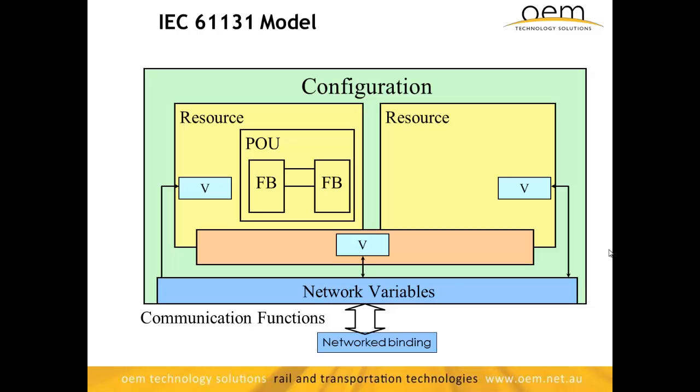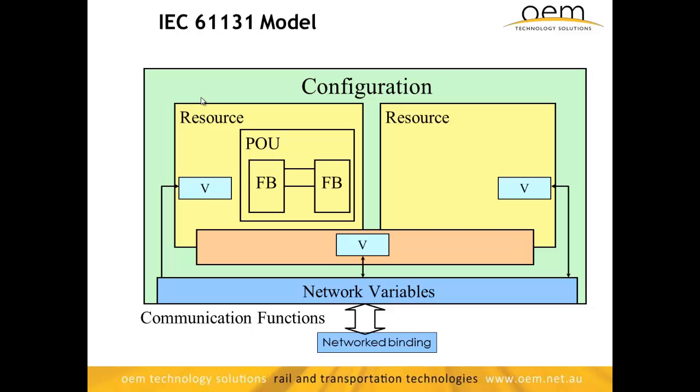Some of the key terms we need to familiarise ourselves with are configuration, which is a hardware platform that contains one or several resources. For example, this could be an OEM PC1 or PC3 controller. Then you have a resource, which is a PLC loop that will execute one or more programs or program organizational units, or POUs. Each POU is a set of instructions that are executed in a specific language, and a POU could be a program, a function, or a function block.